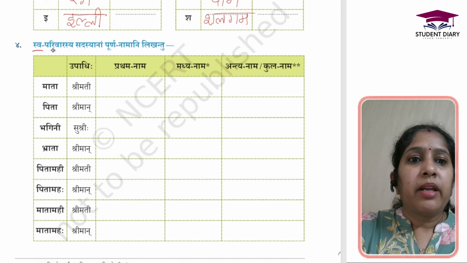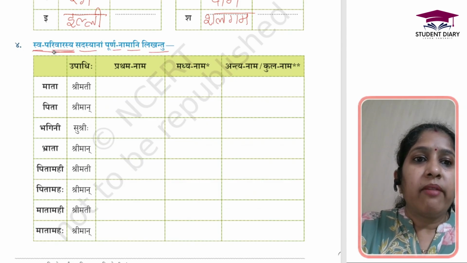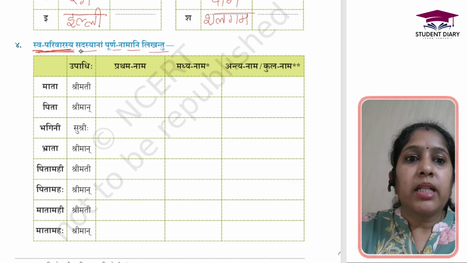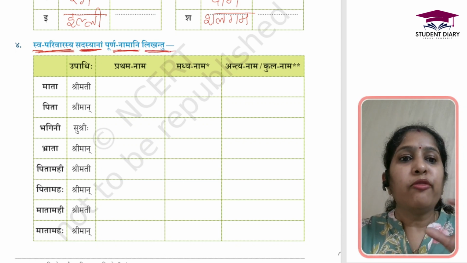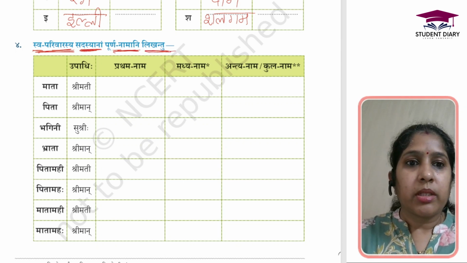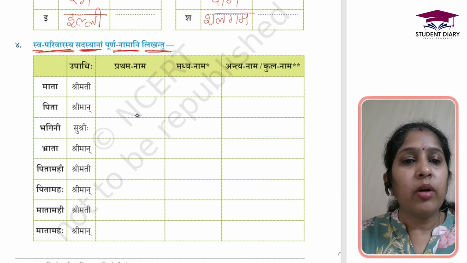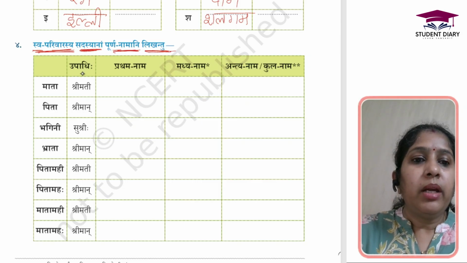Next main. Swaparivarasya sadasyanam purnanamani likhantu. So swaparivarasya means of your family. Sadasyanam means members. Purnanamani means full names. Likhantu means write. So you have to write the full name of your family members.